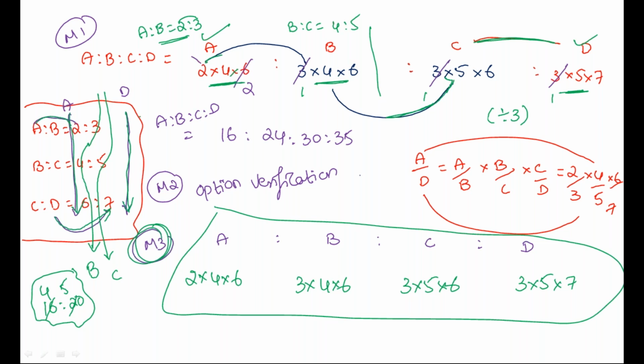Yeah. So the basic intention is we should not disturb the ratio. The ratio should always be maintained. A and B always should be 2 is to 3 only. If it is joint ratio also, B and C should be 4 is to 5 only. Okay. Now let me discuss one example.